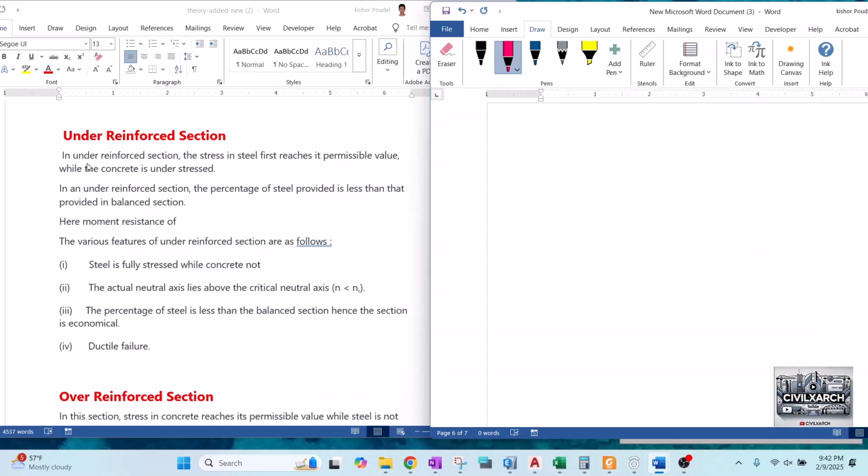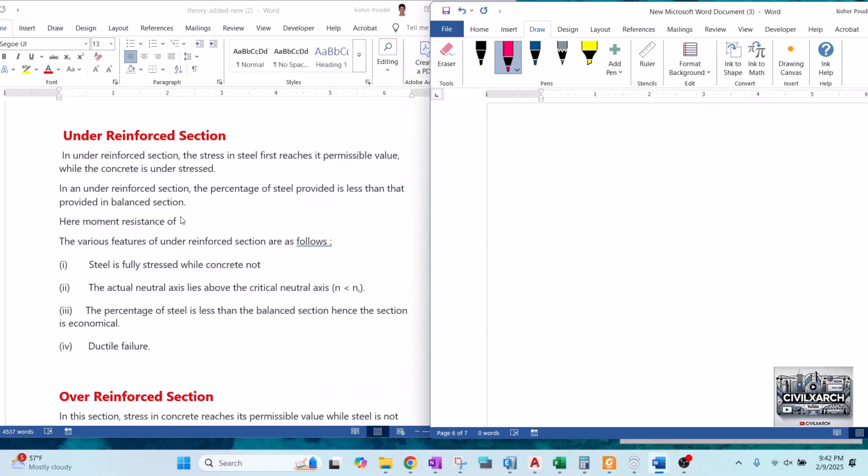So in an under reinforced section, the stress in steel first reaches its permissible value while the concrete is under stressed. In an under reinforced section, the percentage of steel provided is less than that provided in the balanced section. So how can we calculate the moment of resistance of this type of section?